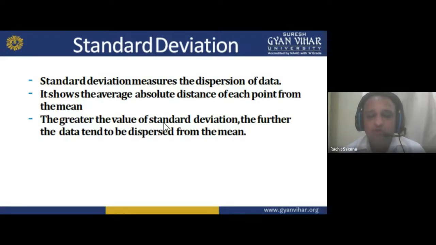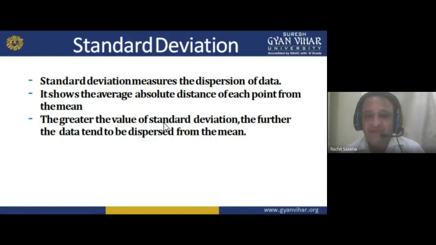It shows you what? For example, you have so many readings: 4.2, 4.3, 4.2 again, 4.3 again, 4.4, 4.5, 4.6, and your mean value is 4.8. So 4.3 means 0.5 is there. 4.4, 0.4 is there. 4.5, 0.3 is there. 4.6, 0.2 is there. 4.7, 0.1. So that is the distance. So it shows the average absolute distance of each point from the mean.